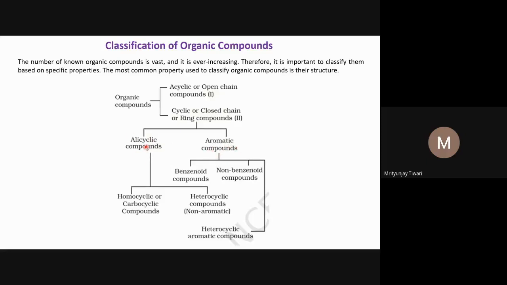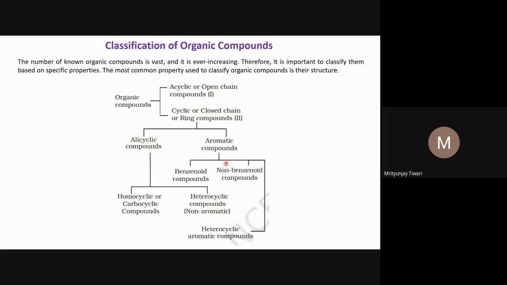Further, these alicyclic compounds can be homocyclic, also called carbocyclic, because in the entire ring structure the ring positions are taken by carbon atoms only. And if some of the positions of the ring are taken by heteroatoms, then they are called heterocyclic compounds.